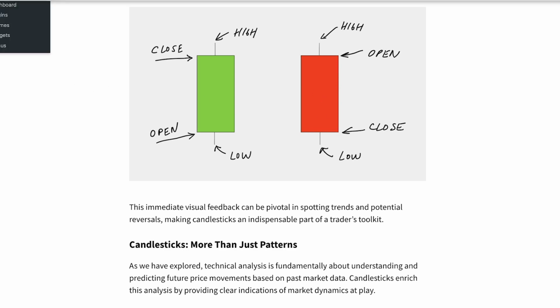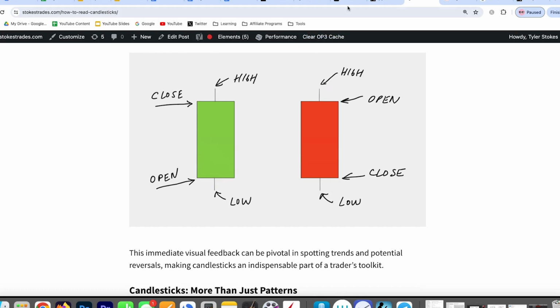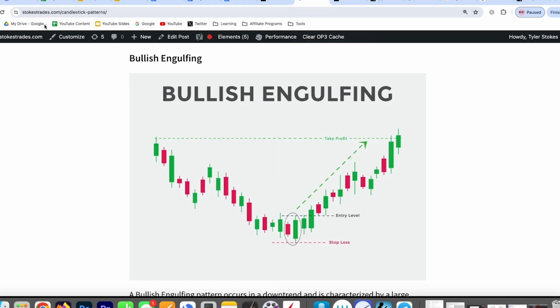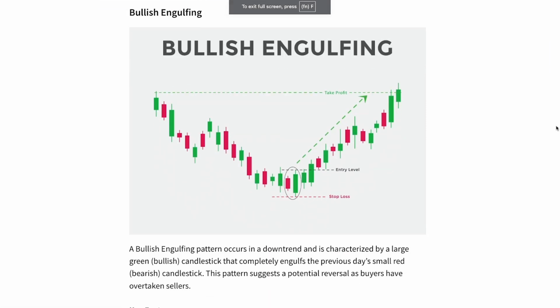So again, it's just important to understand some of those basics before you start reading actual patterns. So again, here we go. The first one here is the bullish engulfing pattern.